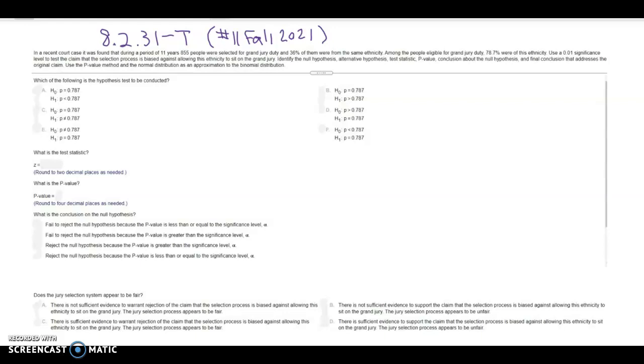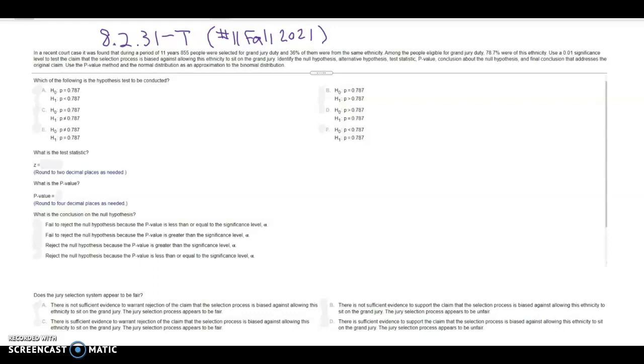Hello, in this video, I'll be reviewing question 8.2.31-T, which on the fall 2021 statistics homework is number 11 on my lab. It reads, in a recent court case, it was found that during a period of 11 years, 855 people were selected for grand jury duty and 36% of them were the same ethnicity.